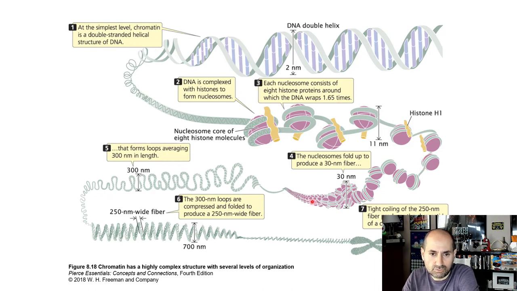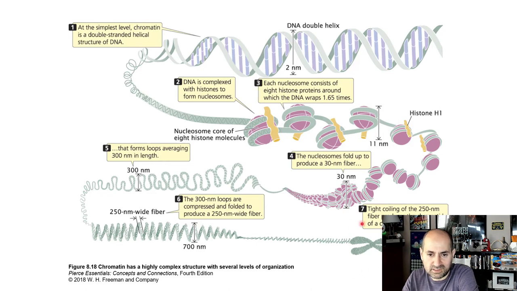And then that chromatin condenses to form a thicker filament, and then that can form these rosettes and coil up even more to form a thicker filament, and that makes up what are known as the mitotic chromosomes. Do you guys remember the mitotic chromosomes? This is fully compact, fully condensed DNA.